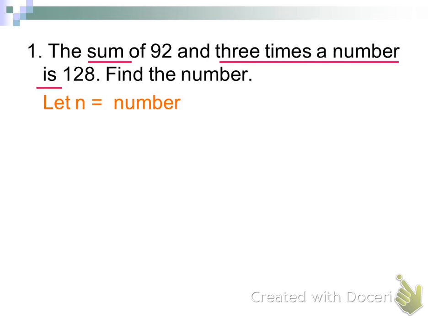So we have to first write a let statement or define the variable. N is going to equal a number. And then just write what you know. We know that we have 92. We have a sum. We have 3 times the number. Then we have our is, our equal sign. And then the 128.